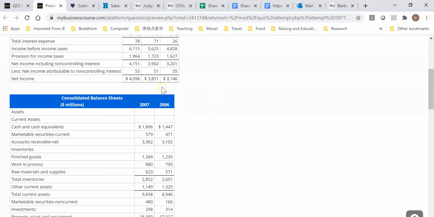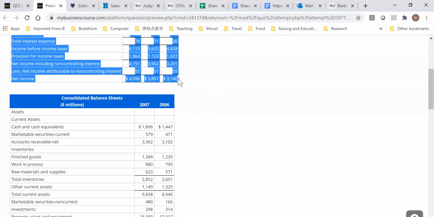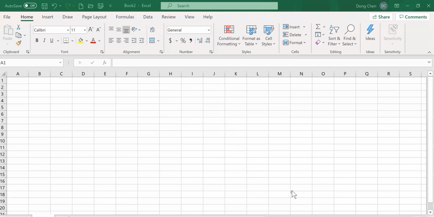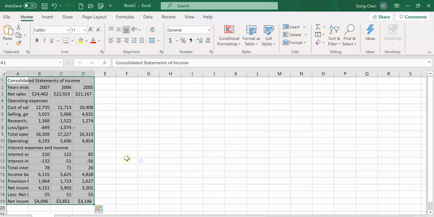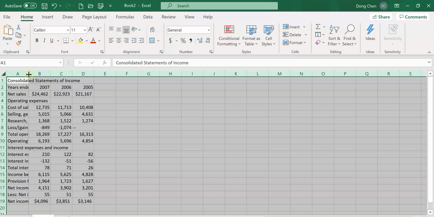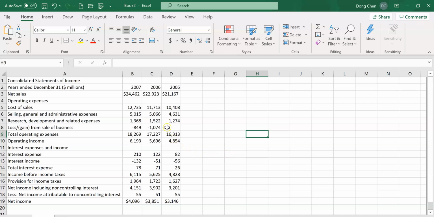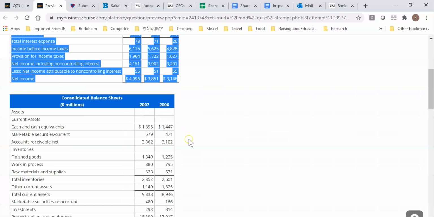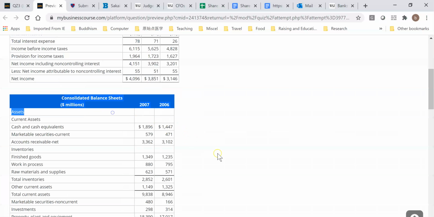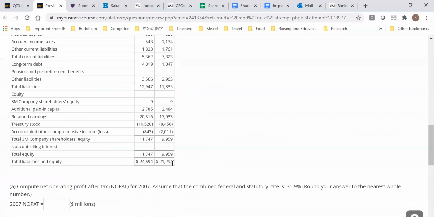To facilitate the calculation, copy that, paste special, paste only the text. This means we don't care about format. And double check, sometimes we want to get rid of this dashed symbol, because if the calculation involves this cell, it might give you an error message. And we can also copy the balance sheet.